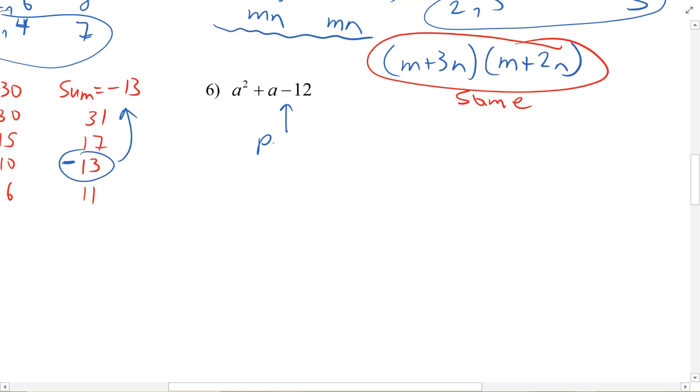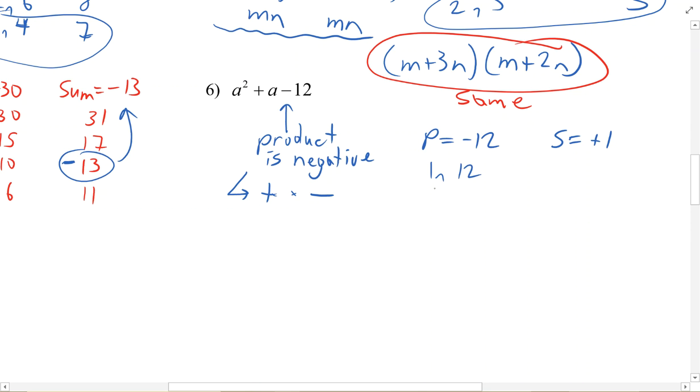When you have a product that is negative, there's only one way to give you a negative product. If you have a negative product, you have to have one positive times a negative. That's the only way to do it. So that's going to be a little weird when we check our sum. So our product equals negative 12. Our sum equals plus 1. All right, here we go. So 12 would be 1 and 12, 2 and 6, 3 and 4, 4 and we're done.